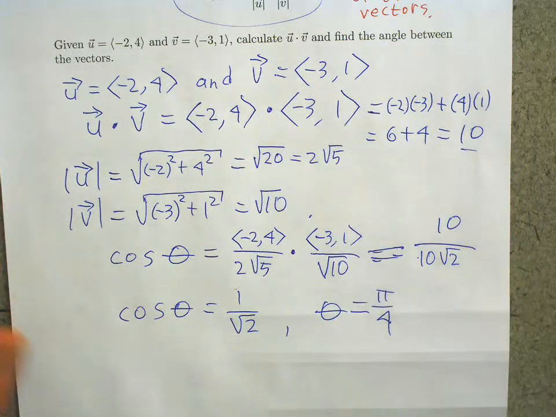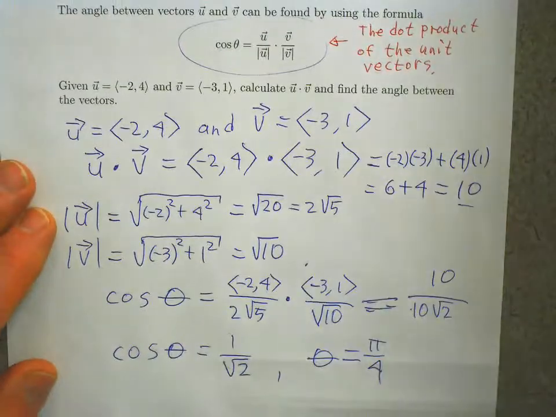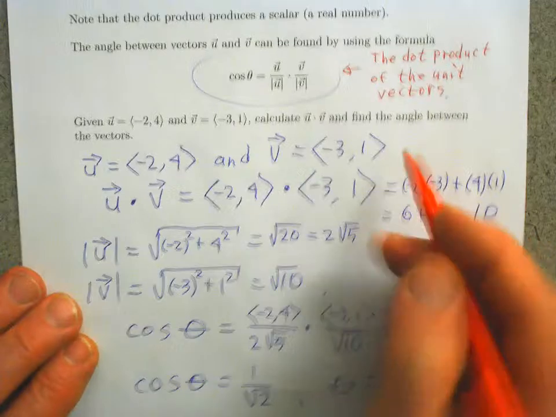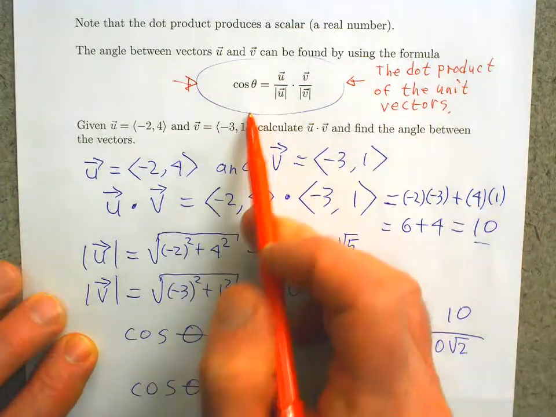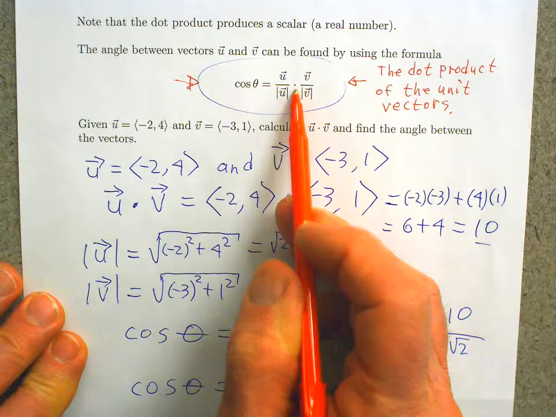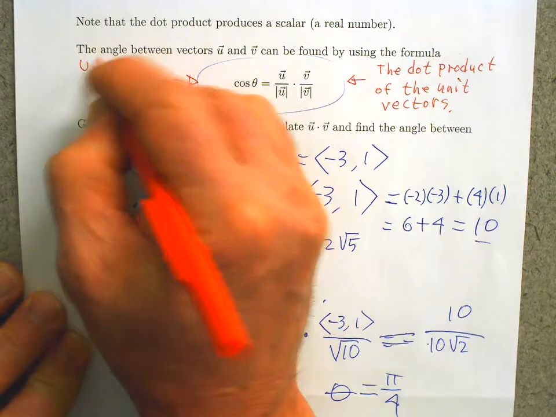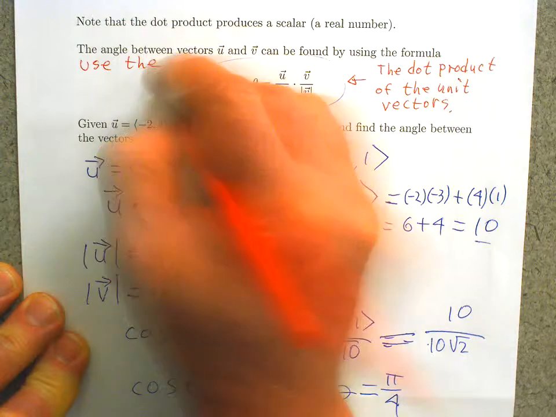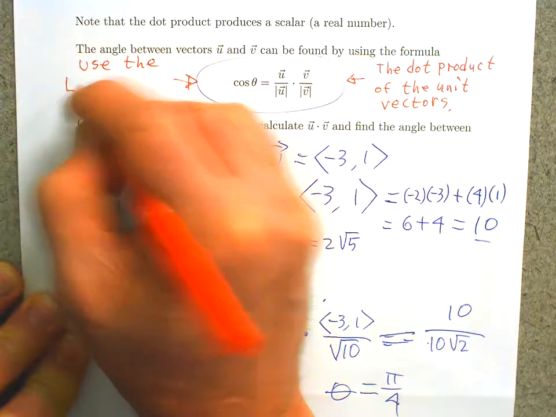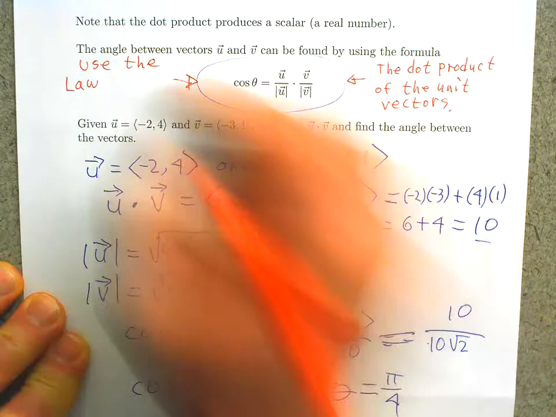So I'll just say one more thing. It would have been fun to show that cosine of theta is equal to the dot product of the two unit vectors. But you might try it. Use the law of cosines to show that this is true.